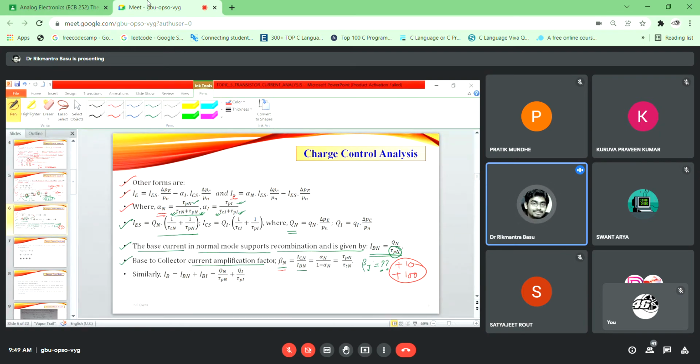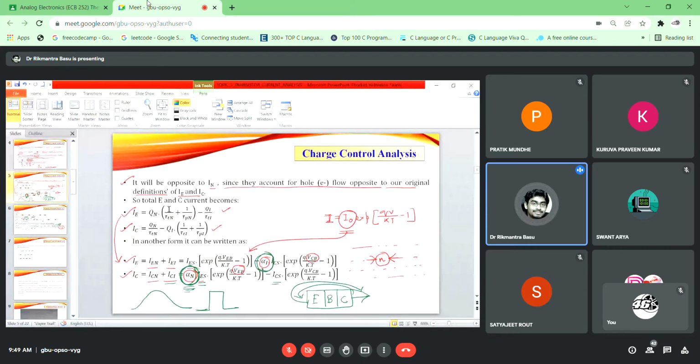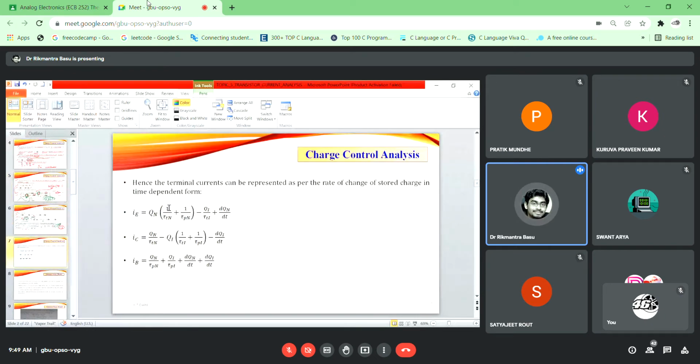So beta N equals ICN by IBN, same concept, alpha by 1 minus alpha, or recombination lifetime by the carrier lifetime. Similarly, IB also has two modes of current to be incorporated, IBN plus IBI, so Qn by tau Pn plus Qi by tau Pi. Since it is a charge stored, definitely charge stored cannot be a constant phenomenon. Whatever we are doing till now, we are deriving the equations making it a constant one, but in a real life transistor, none of the charge storing is time independent. It is always a time dependent phenomenon, and then the corresponding current cannot be a pure DC current.